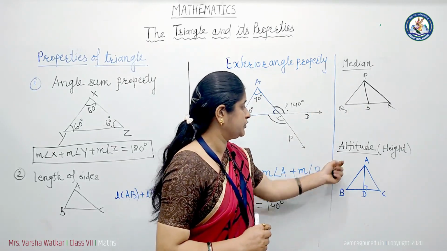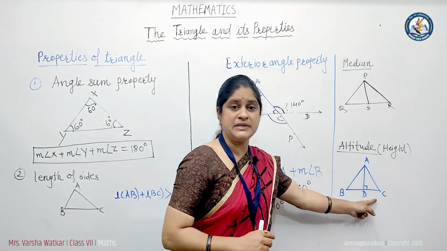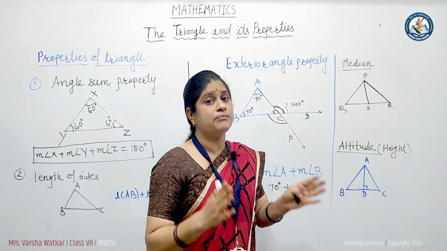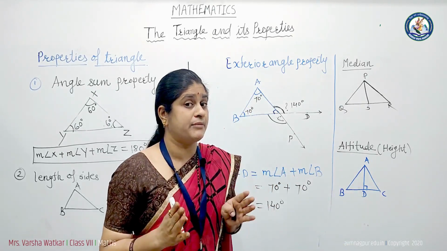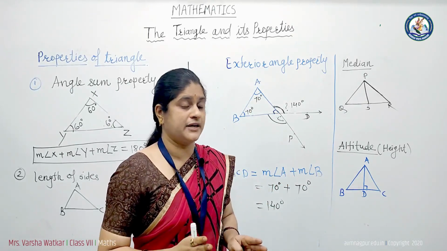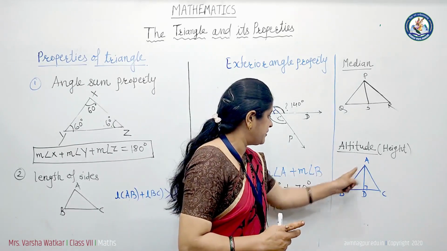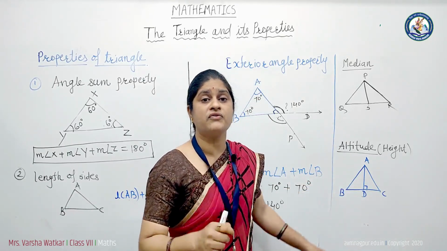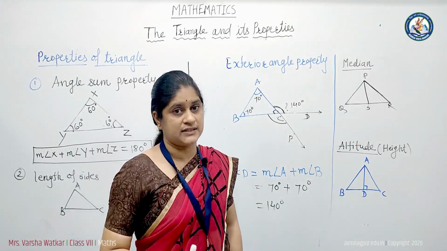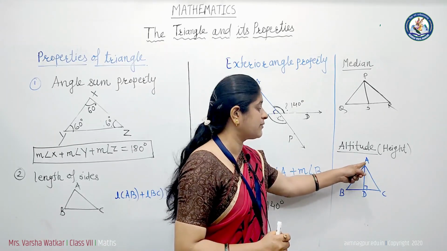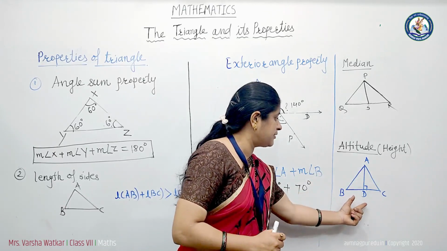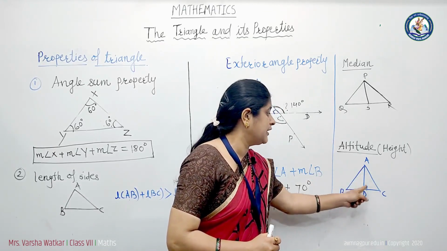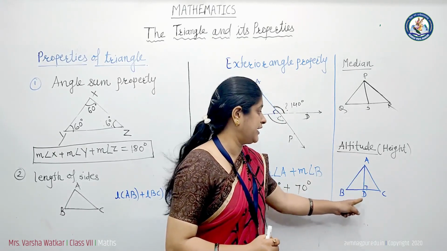Now what is the altitude of the triangle? Let's consider triangle ABC again. An altitude is also a segment drawn, but that segment should be perpendicular. In triangle ABC, if a perpendicular line segment is drawn from the vertex to its opposite side, here I draw a perpendicular from vertex A to the opposite side BC. So this segment AD is a perpendicular segment, it is the altitude of triangle ABC.